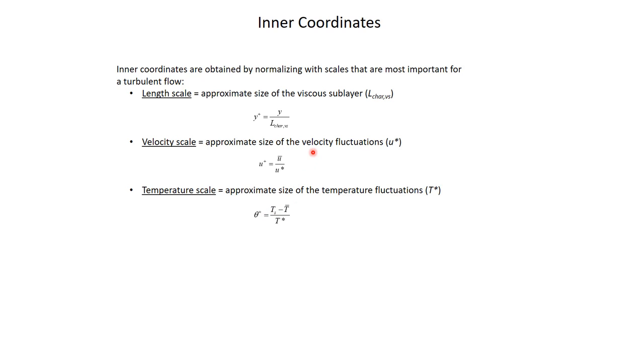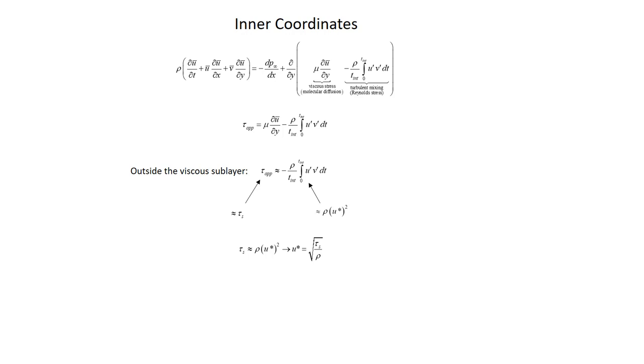So in order for us to actually do this and make these definitions, we have to understand what L characteristic VS is, what u star is, and what T star is, right? We have to make these estimates. And so, what we'll spend the rest of this lecture doing is actually coming up with estimates for these things so that you see where these definitions come from. All right, so let's start with trying to estimate how big the velocity fluctuations are. So how big is this u star term?